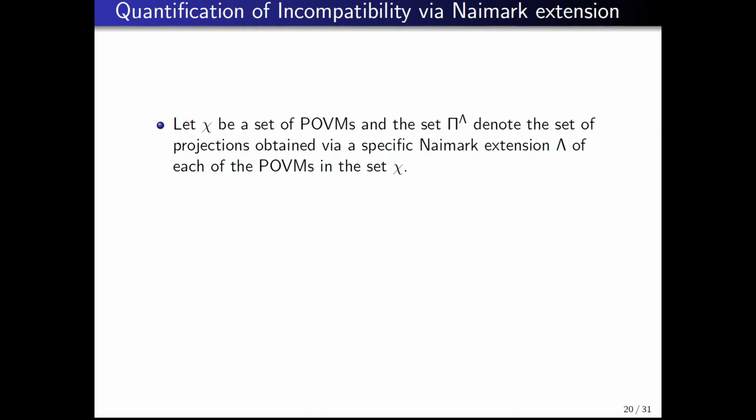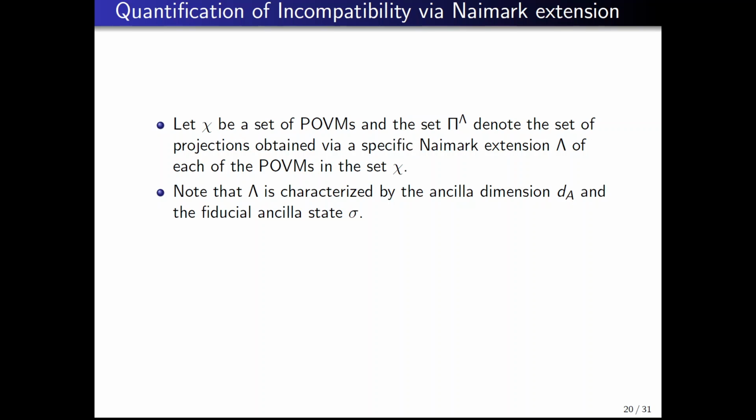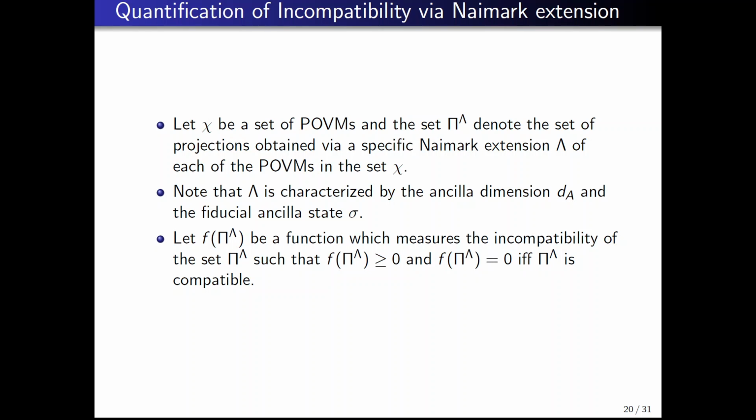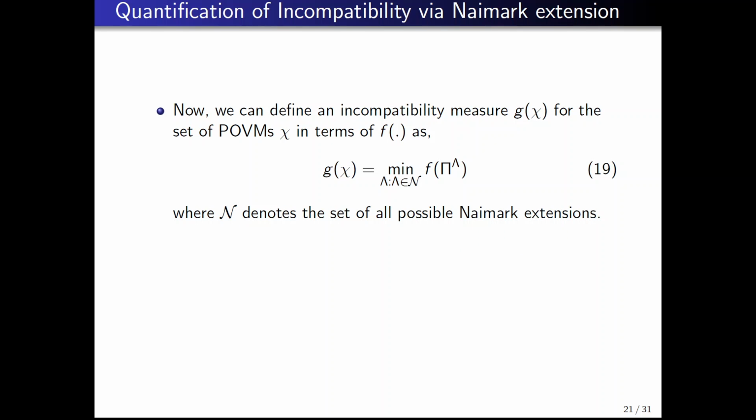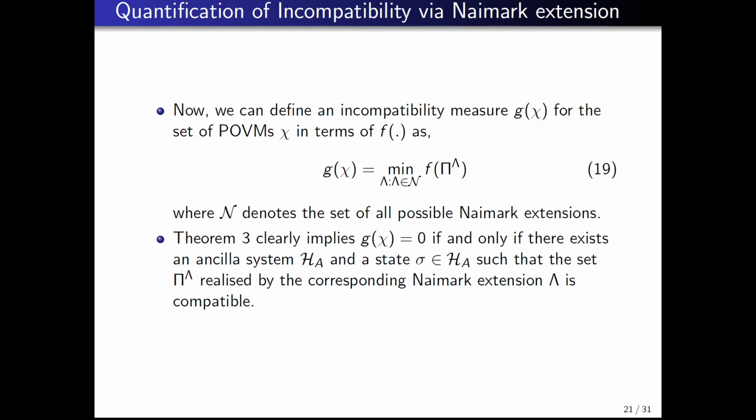So here we have said that one can quantify incompatibility via Naimark extensions. Suppose I have a set chi, and the Naimark extension of that set is pi lambda. Suppose I have an incompatibility measure for pi lambda, which is f. F is 0 if pi lambda is compatible, otherwise f is a positive quantity. So we can extend this measure to POVMs, I mean for the set chi, using minimization over the Naimark extensions. Here clearly G chi is 0 if and only if the set chi is compatible.